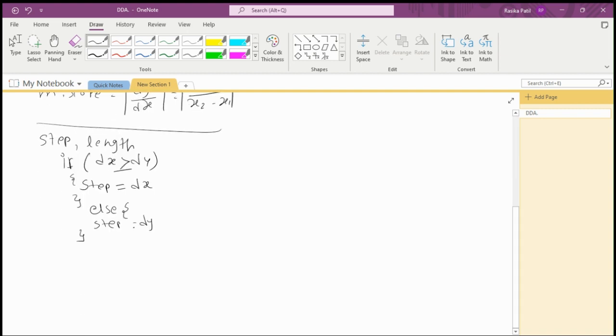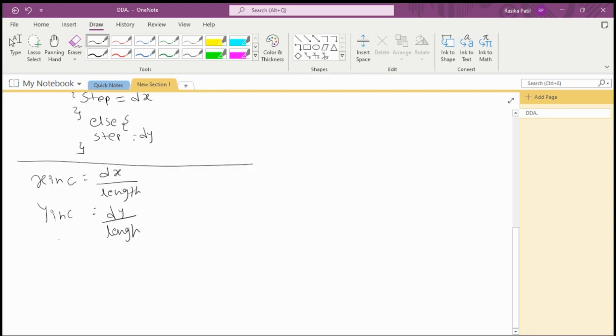Then what is the next procedure? The next procedure is we have to calculate x increment and y increment. So x increment is dx upon length, and y increment is dy upon length, right?